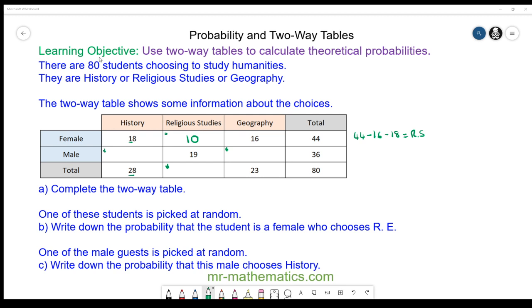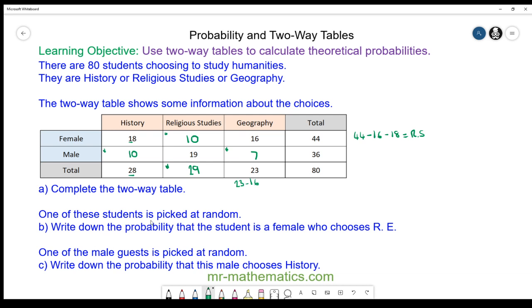Okay, let's go through this question, shall we? So the total number of religious studies is going to be 10 at 19, which is 29. And the number of geography male students will be 23, take away the 16, and that's going to be 7. And then the male history is going to be 28, take away the 18, which is 10.